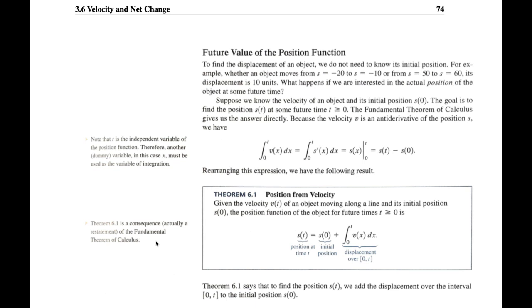Here something similar to an area function comes into play. We look at the integral with lower limit 0 and upper limit t, so x here would be a dummy variable, then this is the displacement s of t minus s of 0, that is, position at time t minus position at time 0, or initial position. If we know the initial position, then we can just rearrange this expression and get an expression for the position function. Just add initial position and displacement.